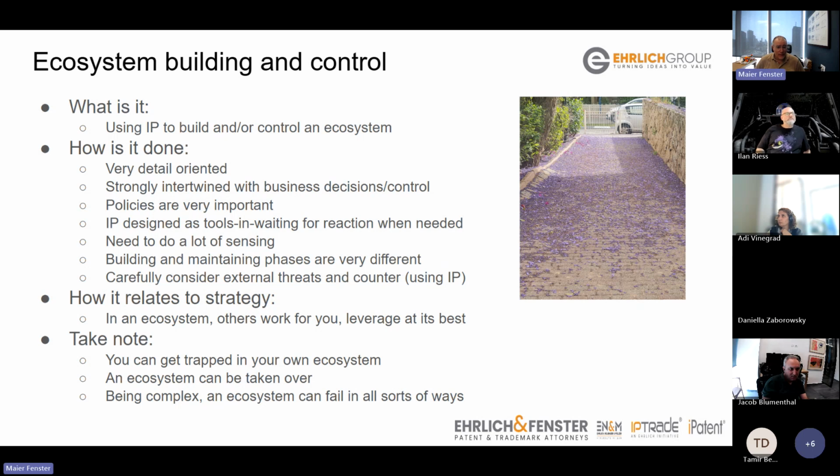But IP is very powerful in this respect, because if you think about an ecosystem, it has separate companies which you don't have control over. If you don't have legal control over the other companies, why should they do what you want? Well, one of the answers is because I have IP. And regarding strategy, look at it this way. If the ecosystem is running properly, the other companies are working for you. You can't do better leverage than that. And ecosystems are complex. There are so many different ways you can fail, including somebody can simply take over the ecosystem.